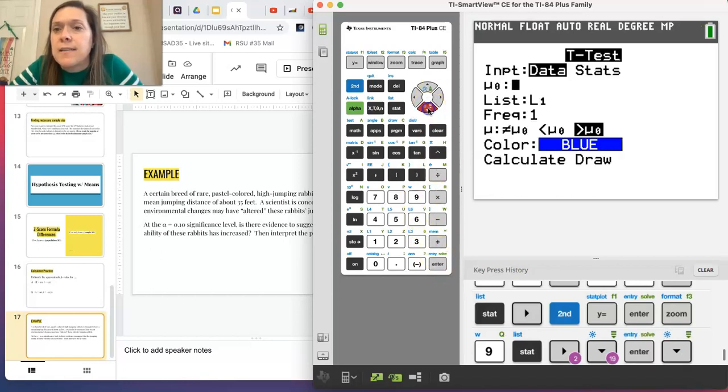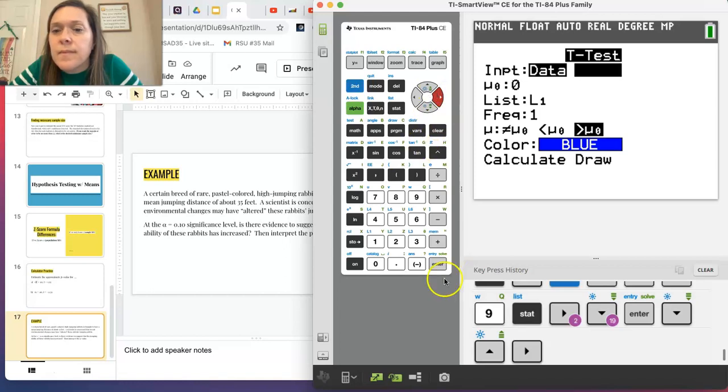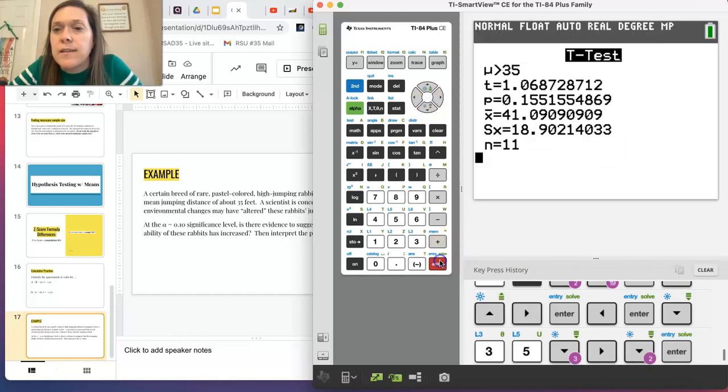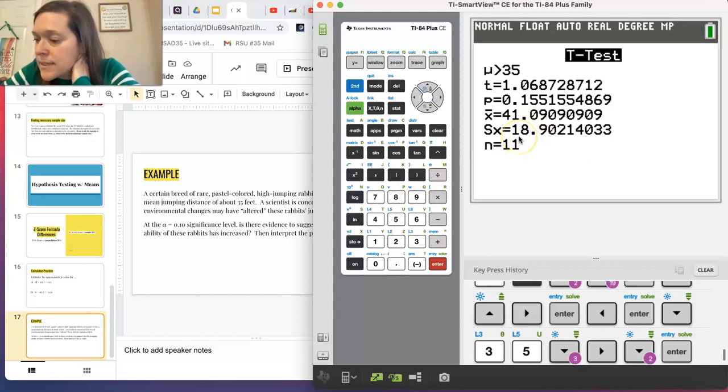We put in our data. So our mu naught is 35. We put our data in list 1, and we're doing a greater than, so that's good. I'm going to calculate this. All right, so there's all the information we need. My x bar is 41.09. The standard deviation of the sample is 18.9. And then our p-value is 0.155.